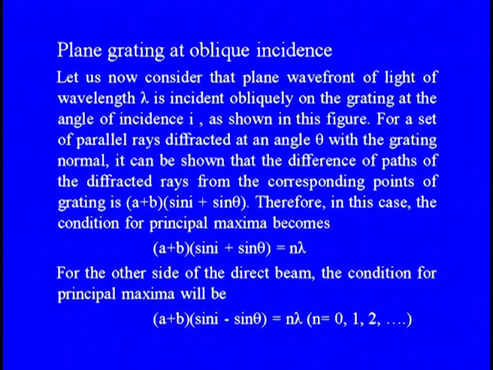For the other side of the direct beam, the condition for principal maxima in case of oblique incidence will be (a + b)(sin i - sin theta) = n lambda, where n = 0, 1, 2, 3, and so on.